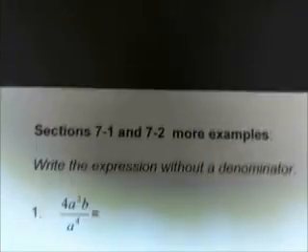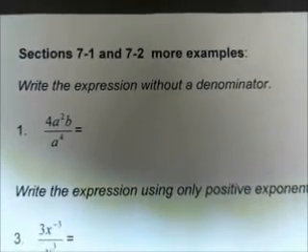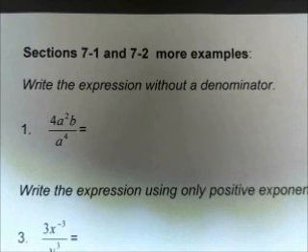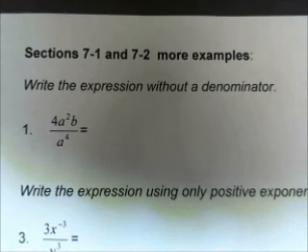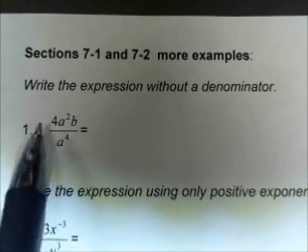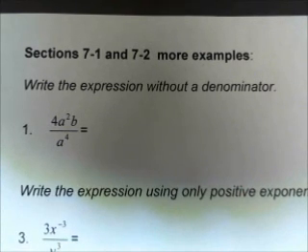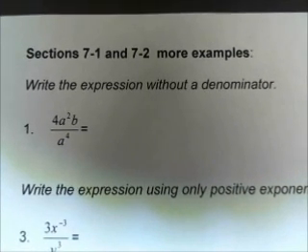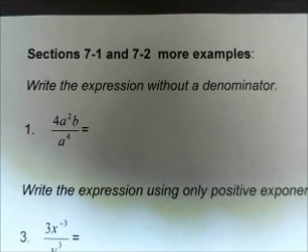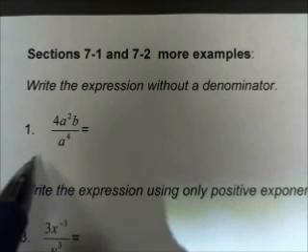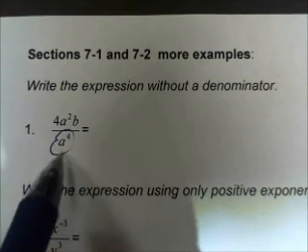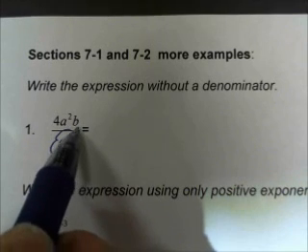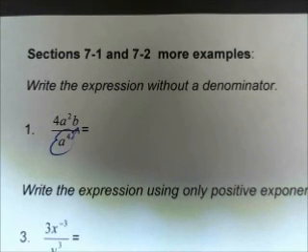Continuing on to page 3 of the notes. More examples here of simplifying. The directions for 1 and 2 say to write the expression without a denominator. Okay, so if we don't want a denominator, then let me get a to the fourth that's in the denominator. Let me bring it up to the numerator.